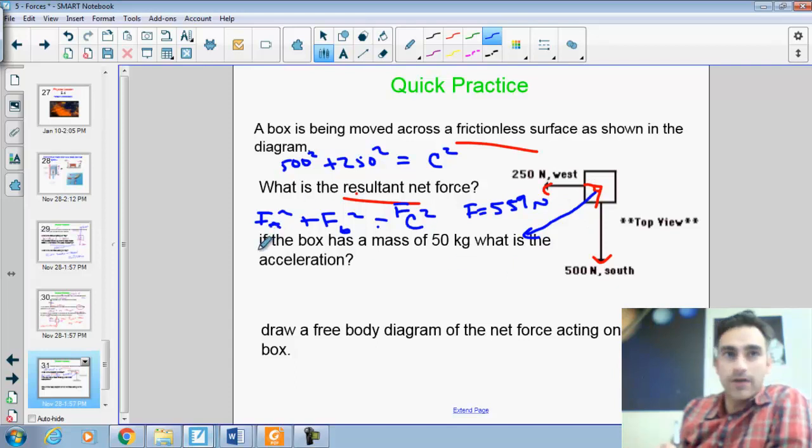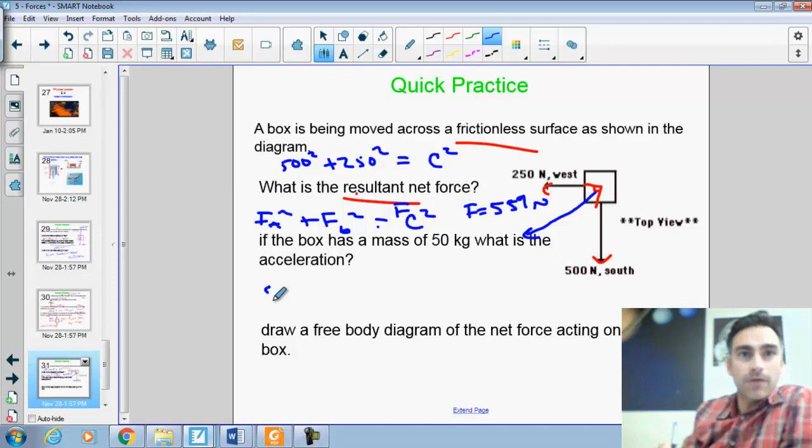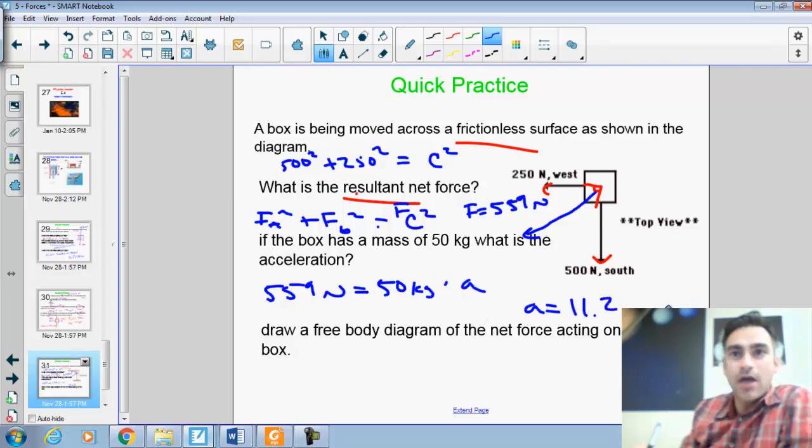If the box has a mass of 50 kilograms, what is the acceleration? Well, now that we know that it's 559 newtons as a net force, it should equal 50 kilograms times whatever our acceleration is, what we're looking for. So acceleration should be 11.2 meters per second squared.